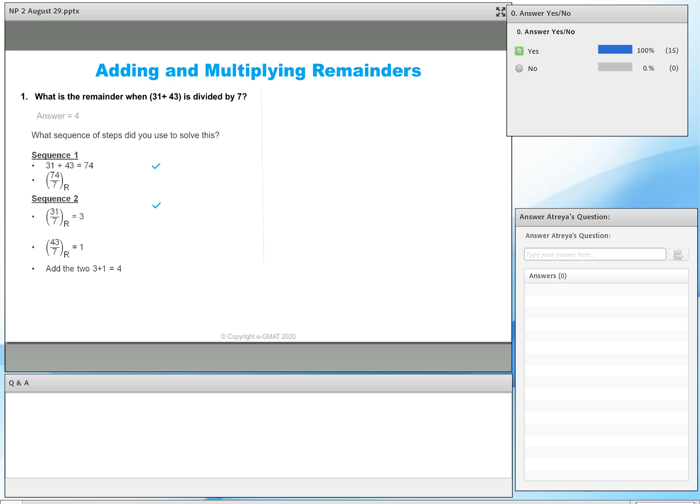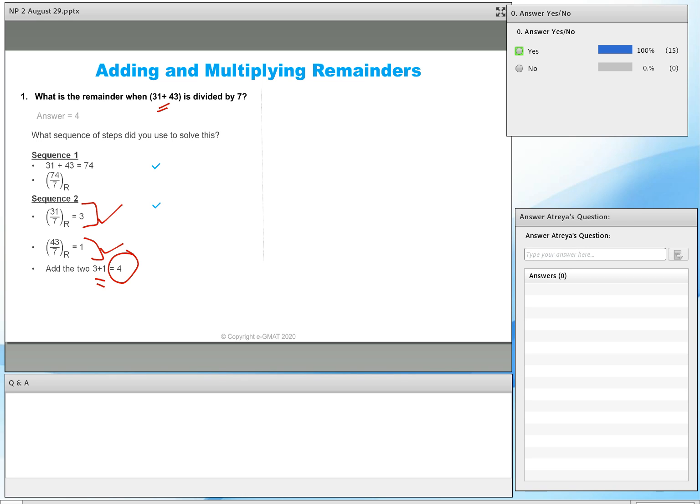The second approach is you calculate the individual remainders. So you calculate 31 by 7, you get a remainder of 3. You calculate 43 by 7, you get a remainder of 1. And since in the initial question we had a sum symbol, we have to add these 2 remainders to get to the final remainder over here, which comes out to be equal to 4. So this is how we solve these kinds of questions. These are the 2 sequences.